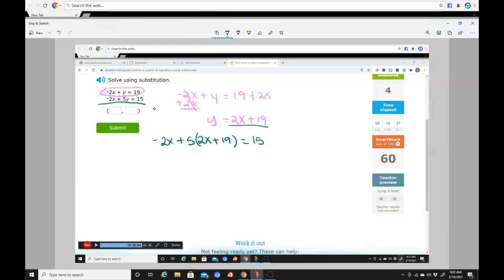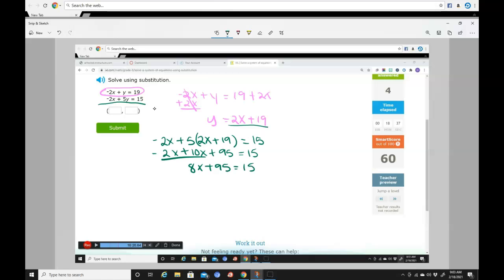Then I'm going to do my distributive property first. So 5 times 2x would give me positive 10x. Then 5 times 19 should give me positive 95, and it's still equal to 15. So I'm going to combine my like terms here. If I combine -2x and 10x, that will give me 8x plus 95 equals 15.